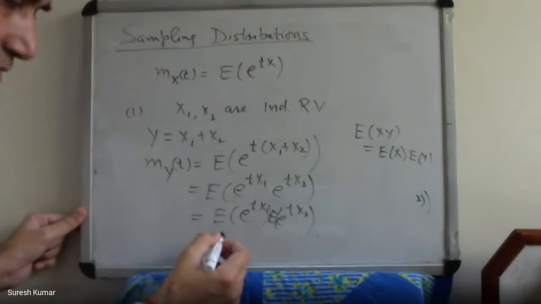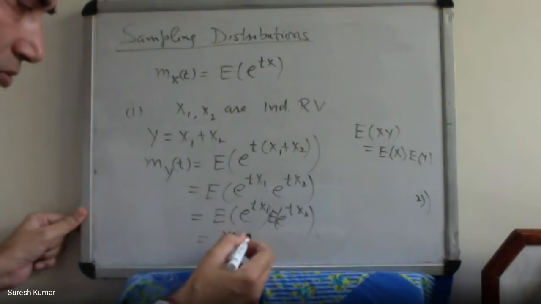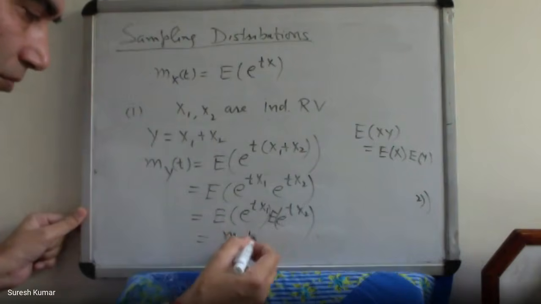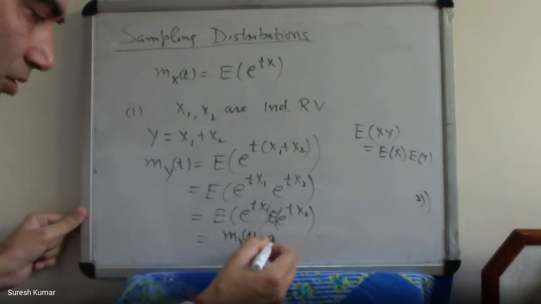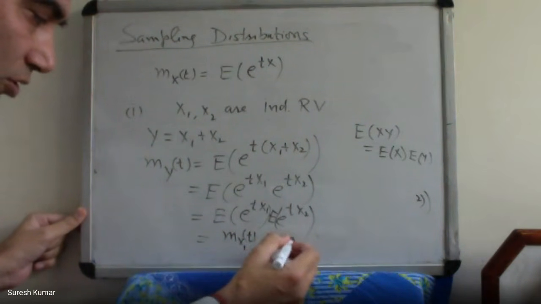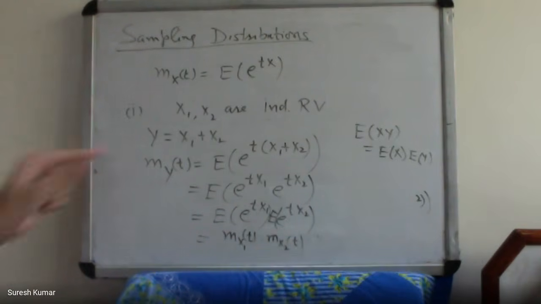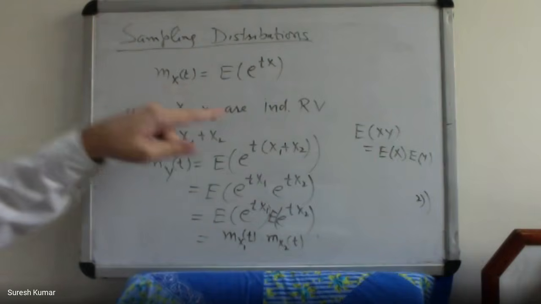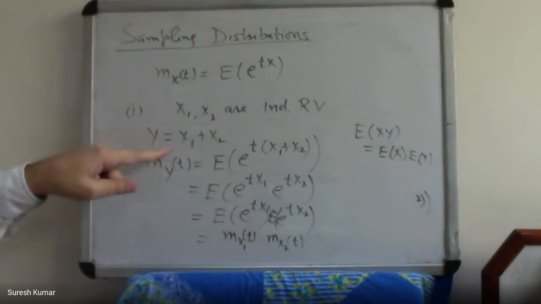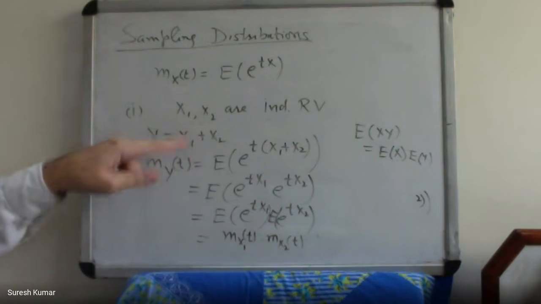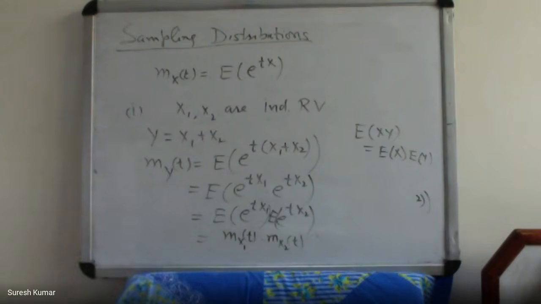But what is the first expression? Moment generating function of x1, and the second is moment generating function of x2. So what we have learned from this result is that if x1, x2 are two independent random variables, then the moment generating function of their sum is the product of their individual moment generating functions. This is a very important result. Okay.